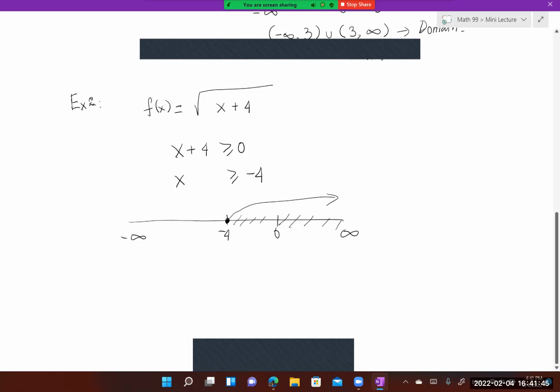Okay, now let's convert what we just said into interval notation. So we use a square bracket. It means we want the number -4. And we want everything up to positive infinity. So here is the domain of this function written in interval notation.